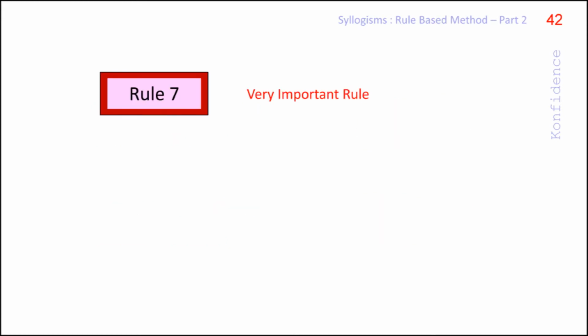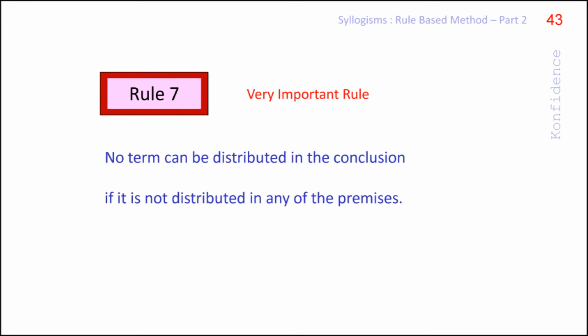Rule 7 is an important rule. It states that no term can be distributed in the conclusion if it is not distributed in any of the premises. We have seen earlier that the terms in a premise will have different distribution patterns depending on the classification of the premise.